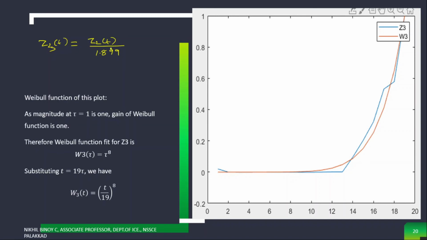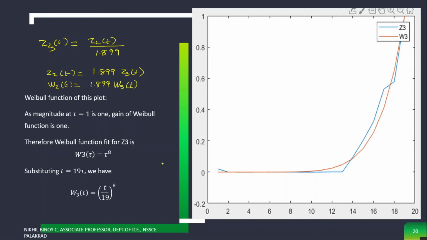In order to get Z3 of t, what we did, we divided all values of Z2 by the maximum value 1.899. So we have Z2 of t is equal to 1.899 into Z3 of t. So what about the corresponding variable function? Corresponding variable function W2 of t is equal to 1.899 into the corresponding variable function of Z3 of t, that is W3 of t.